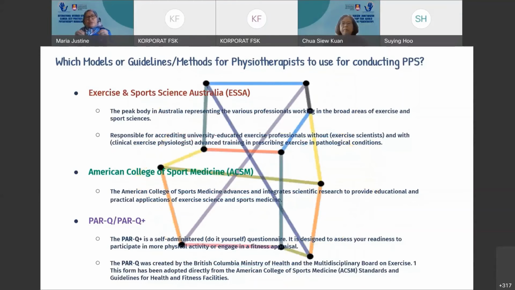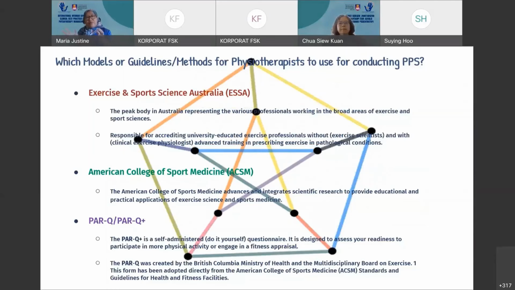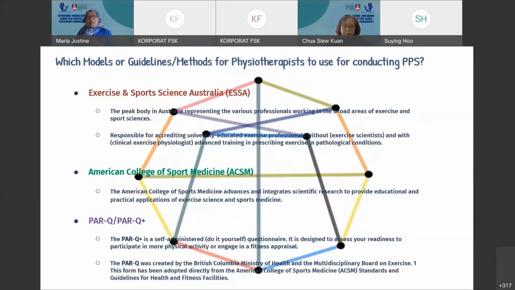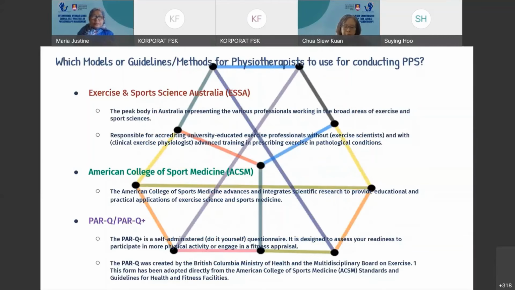So those of you who are about to conduct your study and apply for ethics approval, don't forget to include your PAR-Q Plus in the methodology of your study. All right.